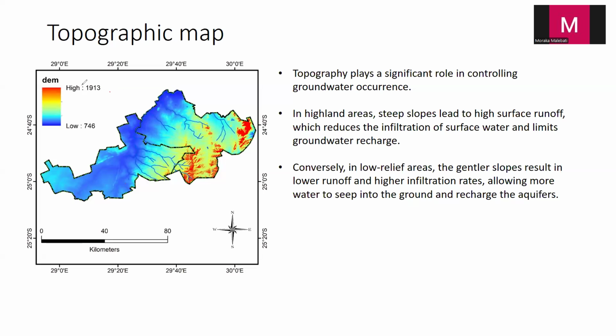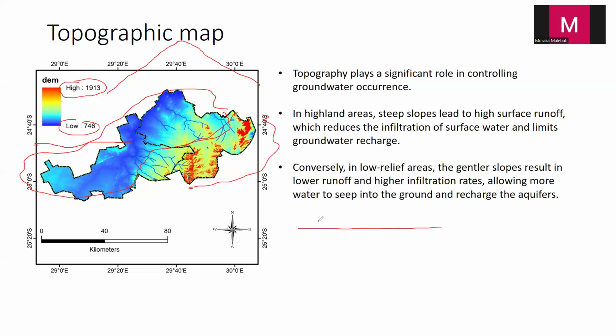Here, for example, we've got high topographic relief. Here it's like we've got this steep slope, and then here we have almost flat surface. So that is the difference between the two. In these regions, they are almost flat, and then these regions are almost steep.